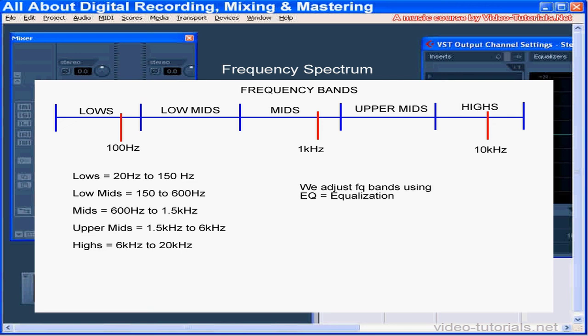Music engineers use a tech called equalization to adjust these frequency bands in your music. We'll be learning more about equalization, or EQ, later in this course. This concludes our tutorial about the frequency spectrum.